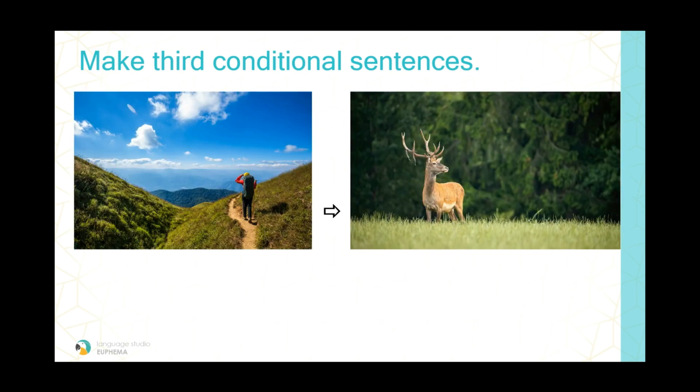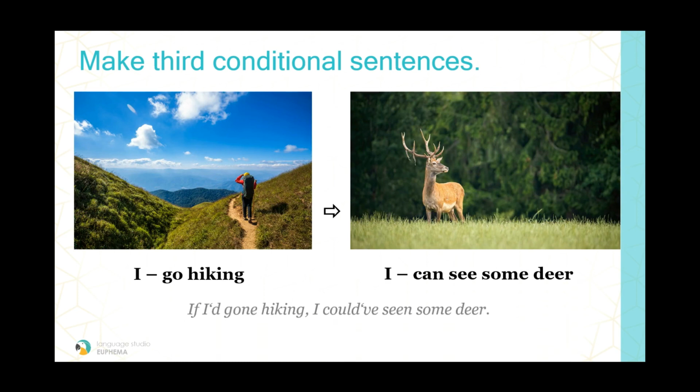So I didn't go hiking, and that's why I did not see any forest animals, any deer, you know. But what if? So again, make a sentence. So if I'd gone hiking, I could have seen some deer. See, I used could have seen some deer because it would have been a possibility, okay? So maybe I would have seen some deer. That's why I can say I could have seen some deer.